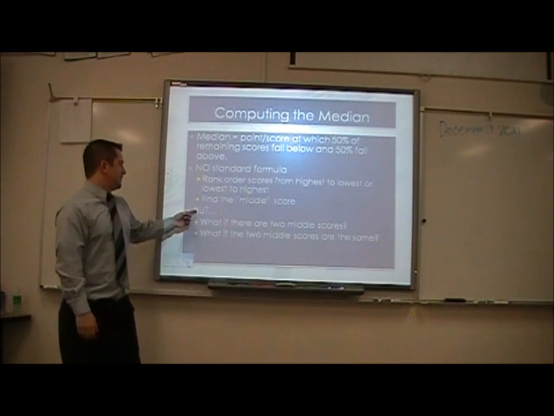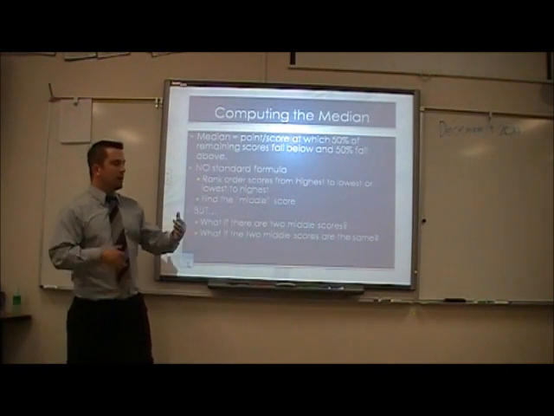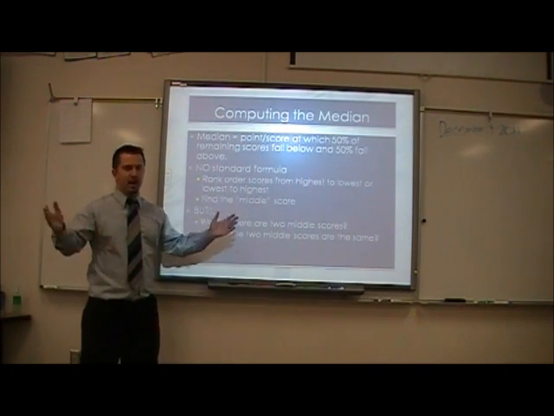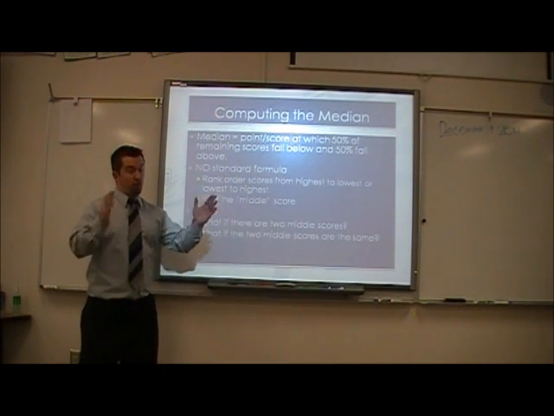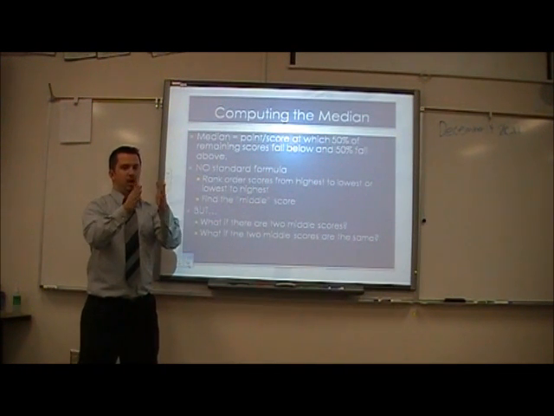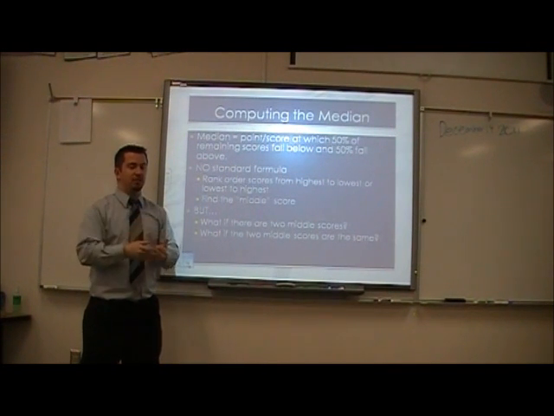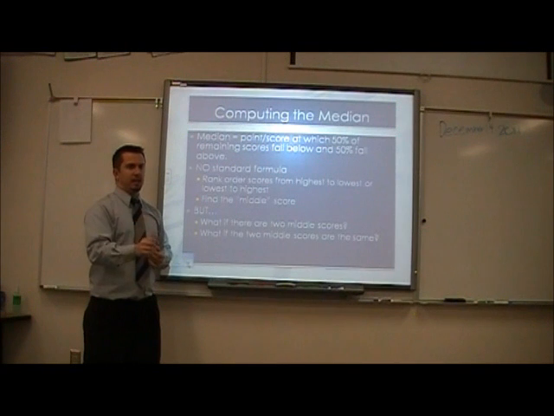So this one says, but what if there's 2 middle scores? That's pretty simple to do when you add them up, put them in order. You have 2 middle scores like 20 and 22, and they're both right in the middle. You're going to take 20, add it to 22 to get 42, and then divide it by 2. It's going to give you your true median, which is 21.